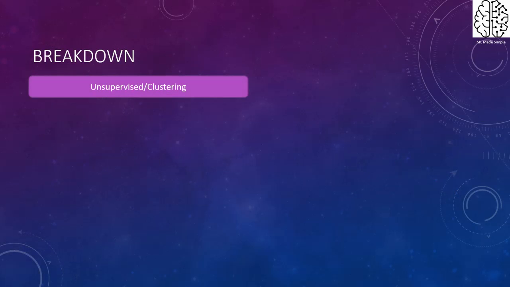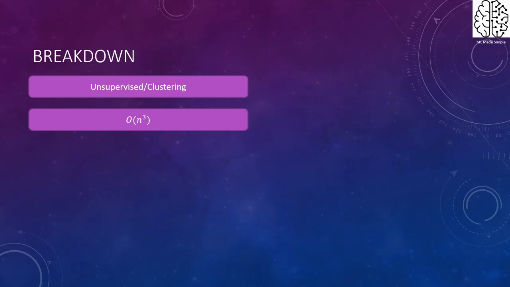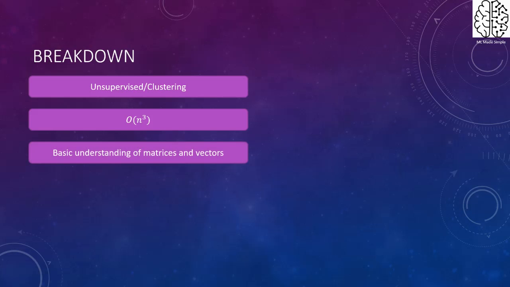So let's first talk, as usual, about the algorithm breakdown. This is an unsupervised clustering algorithm. There is no subcategory to this one. It has a complexity of O of n cubed. And in order to make the most out of today's episode, it's recommended that you have a basic understanding of matrices and vectors. Just a basic understanding, because we use them, but we don't need to know a whole lot about them to understand the algorithm.